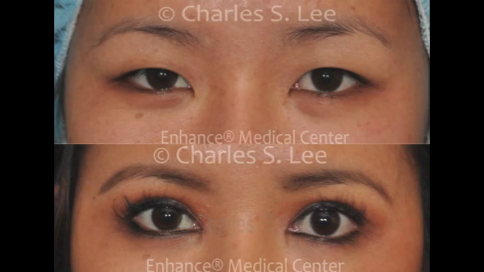When the degree of differences between the two sides are more severe and more tightening is required on the weaker side, you'll see more of a descent of the brow of the affected side. In other words, the brow will come down a little bit as part of the eyelid correction process. And in some cases, the amount that the brow drops can be significant enough that a brow lift is recommended.